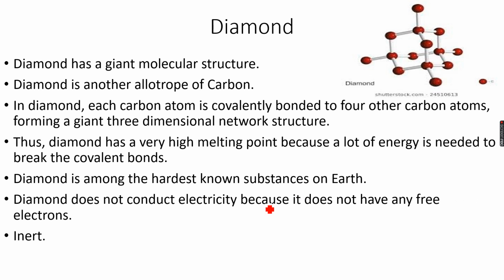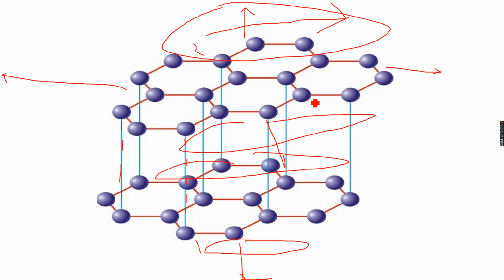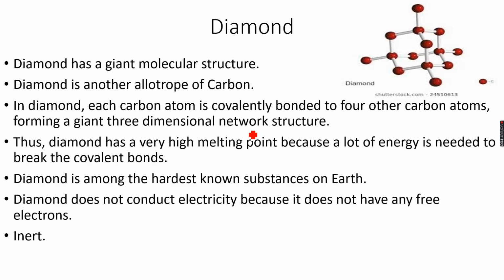There is a 3-dimensional covalently bonded network structure, which you can see over here. You need to learn how to make these diagrams because they can ask you in the exam. So it's a 3-dimensional network structure throughout. It's spreading over here, over here, over here, and on top as well. The structure is never ending, and that's why a lot of energy is needed to break the covalent bonds, and therefore it has a high melting point.